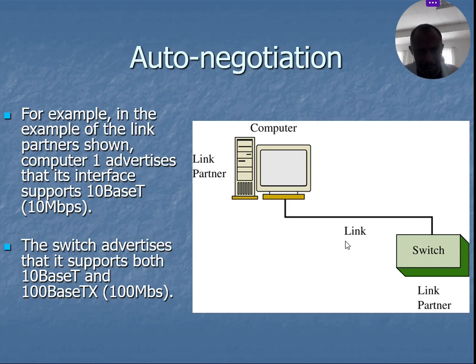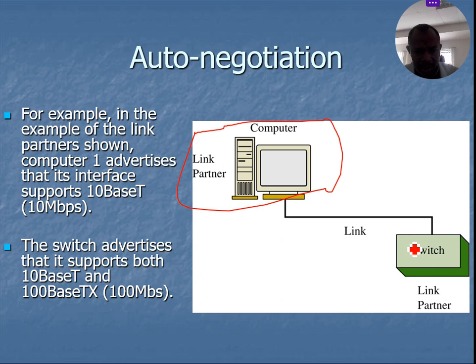Now let's take a look at an example. In the example of the auto-negotiation link partners that we are just describing, computer 1 advertises that its interface supports 10BASE-T, that's 10 megabit per second. So what this computer is advertising is that its capability can support a speed of 10 megabit per second. It advertises over this, and then the switch is going to respond. The switch will also advertise something, because both devices will have to advertise what they have.